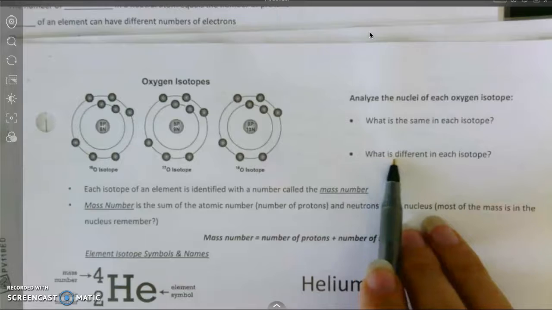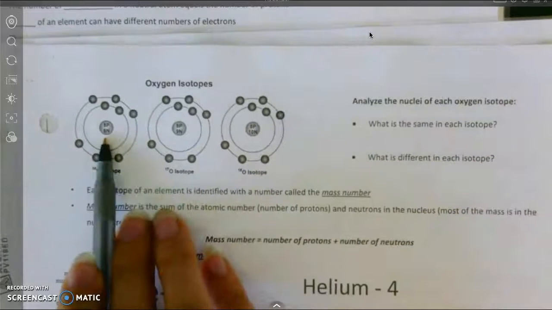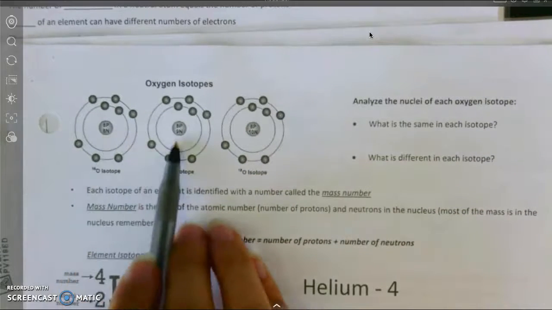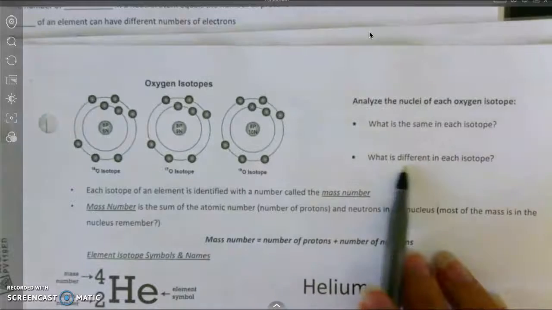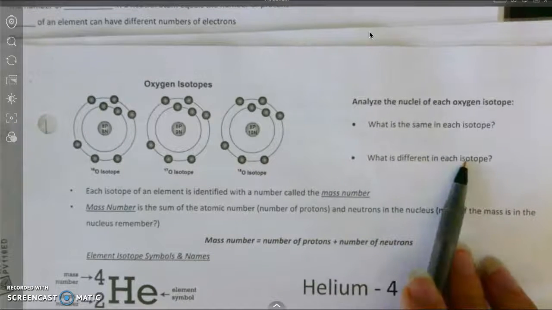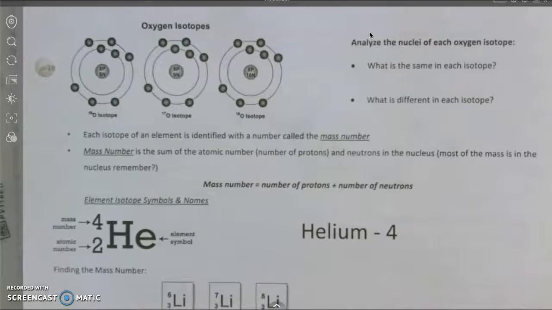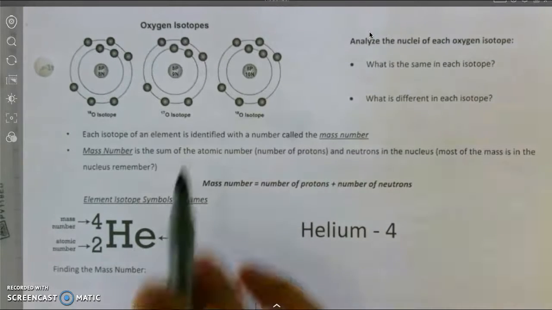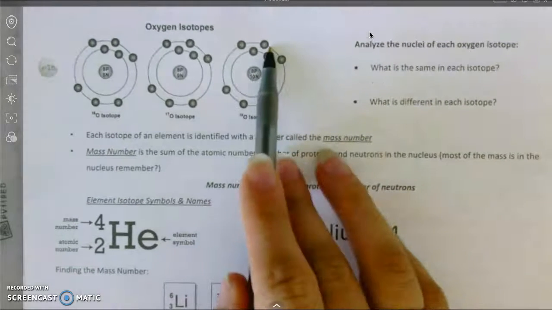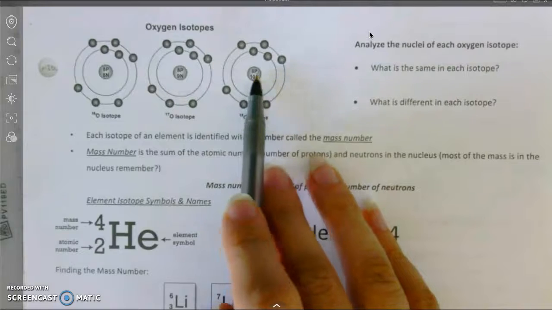What is different in each isotope? The number of neutrons is different. We have 8 neutrons, 9 neutrons, and 10 neutrons. So that's the difference. So a little addition question here. Which of these 3 would have the highest mass? Well, that would be our third isotope there because we have the most neutrons.